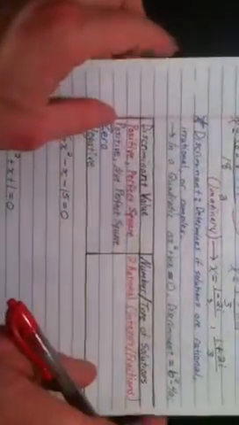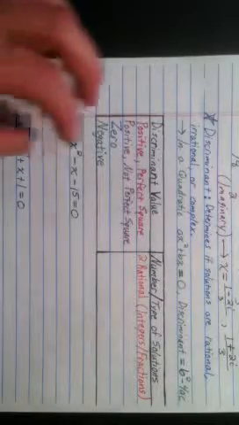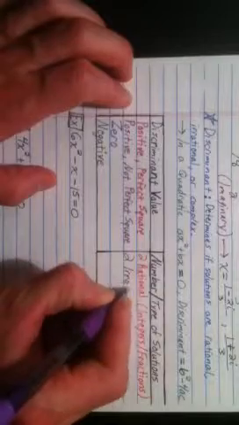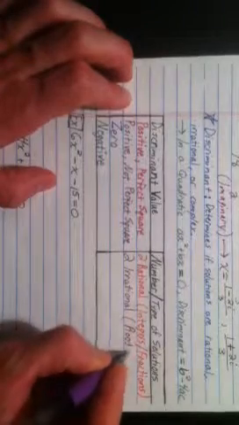Another possibility is if it's positive, but it's not a perfect square. Okay, that was like our second example. If that's the case, you're going to get two irrational solutions. In other words, they're going to have the square roots involved in them.